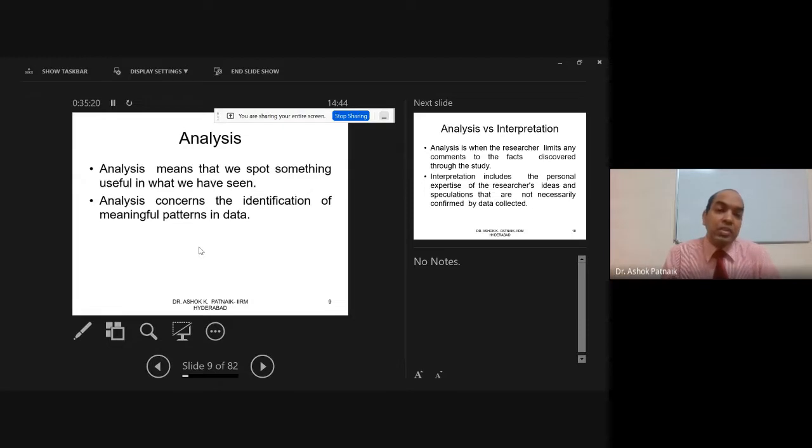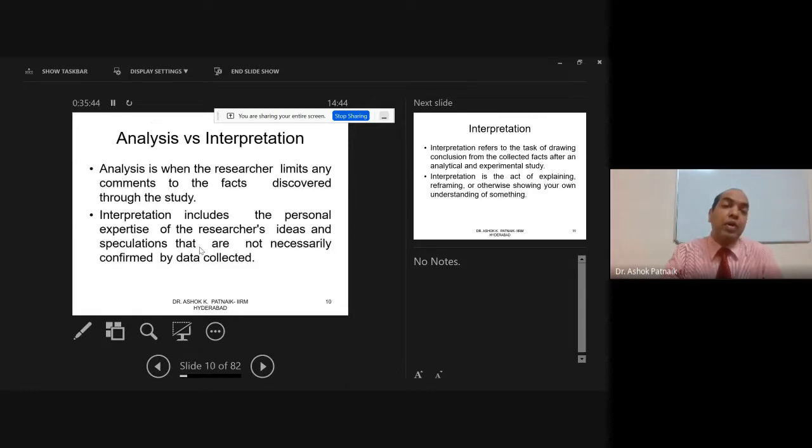So analysis concerns the identification of meaningful patterns in the data. Generally, you try to see a pattern, maybe it's increasing, decreasing, or stable. What is happening with the data? You can try to find a trend. So generally, we call it a trend, or you can say a pattern from the data. And that is the main purpose of doing the analysis. But some people get confused with interpretation, and they generally use it interchangeably with analysis. So I would like to bring in the difference between these two.